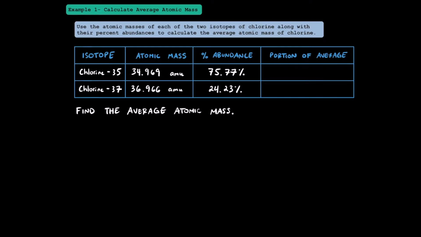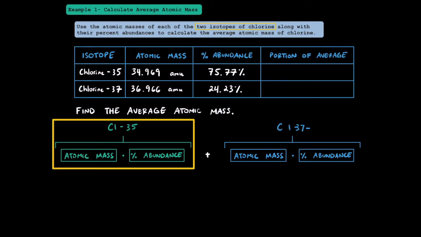Here in example 1, let's practice calculating average atomic mass. Notice how we have 2 isotopes of chlorine. We have chlorine-35 and chlorine-37. We're given their respective atomic masses, and we're also given their percent abundance. While there are 2 isotopes of chlorine, chlorine-35 has a higher percent abundance. To find the portion of the average atomic mass that chlorine-35 contributes, we need to multiply the atomic mass of chlorine-35 by its percent abundance.